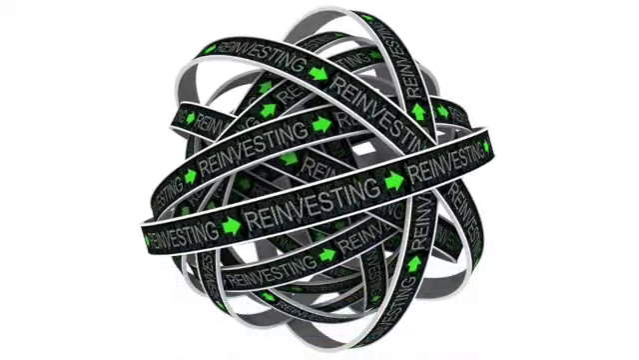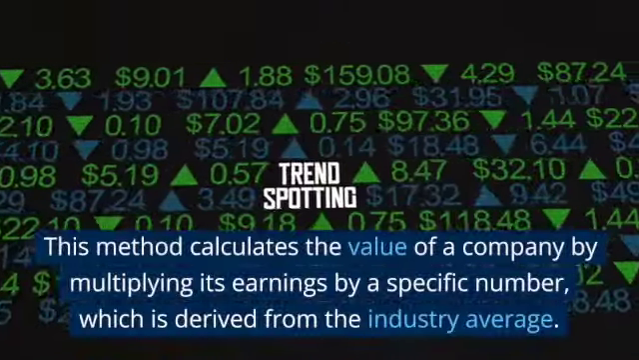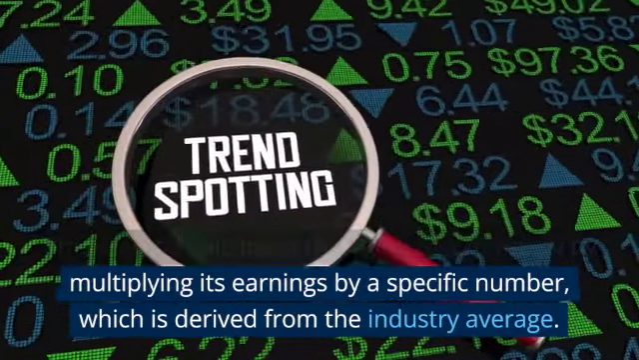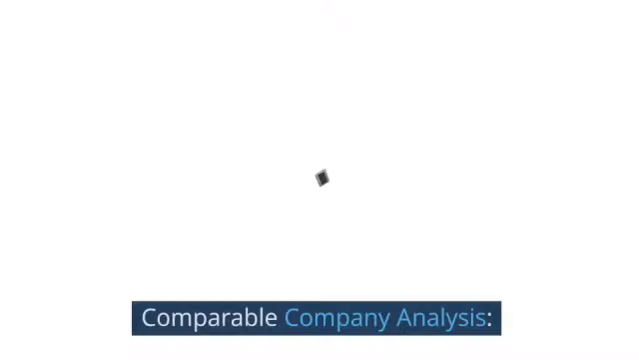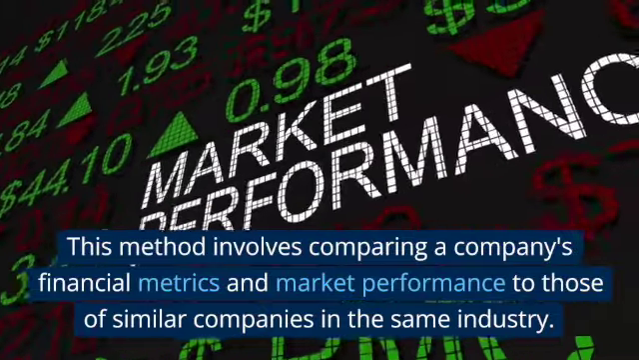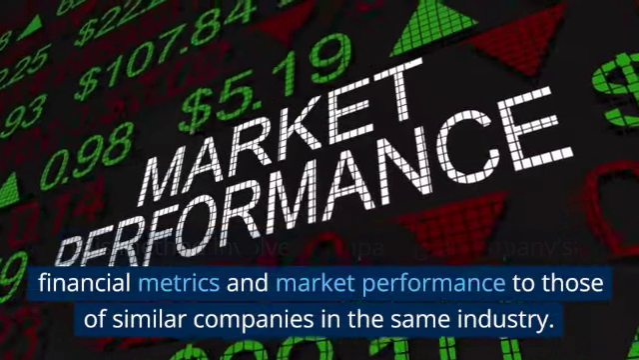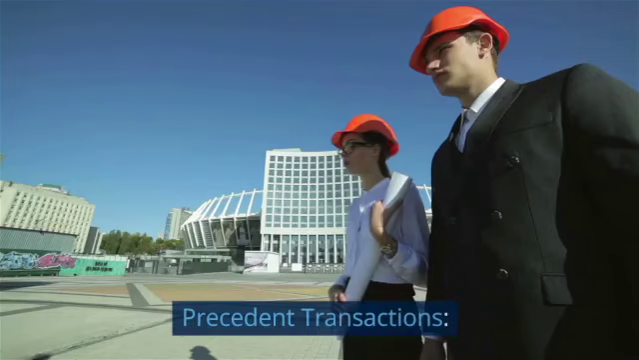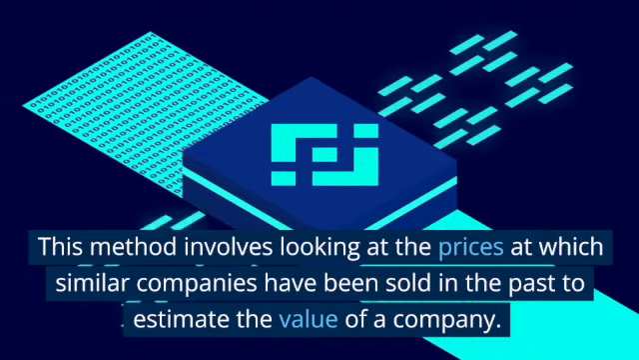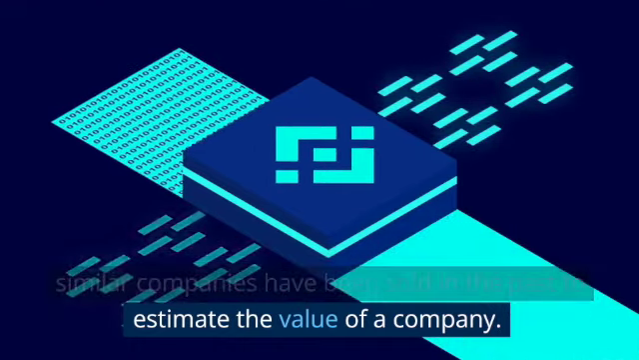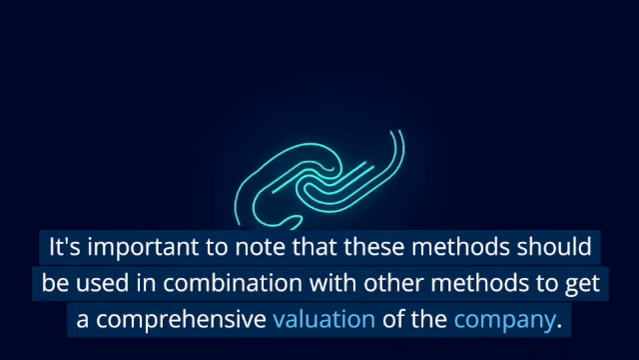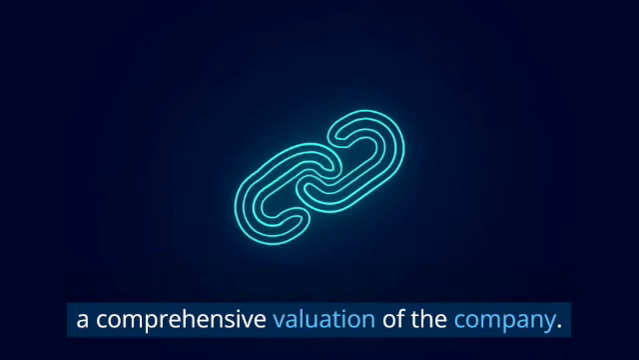future dividends. Earnings multiplier. This method calculates the value of a company by multiplying its earnings by a specific number, which is derived from the industry average. Comparable company analysis. This method involves comparing a company's financial metrics and market performance to those of similar companies in the same industry. Precedent transactions. This method involves looking at the prices at which similar companies have been sold in the past to estimate the value of a company. It's important to note that these methods should be used in combination with other methods to get a comprehensive valuation of the company.